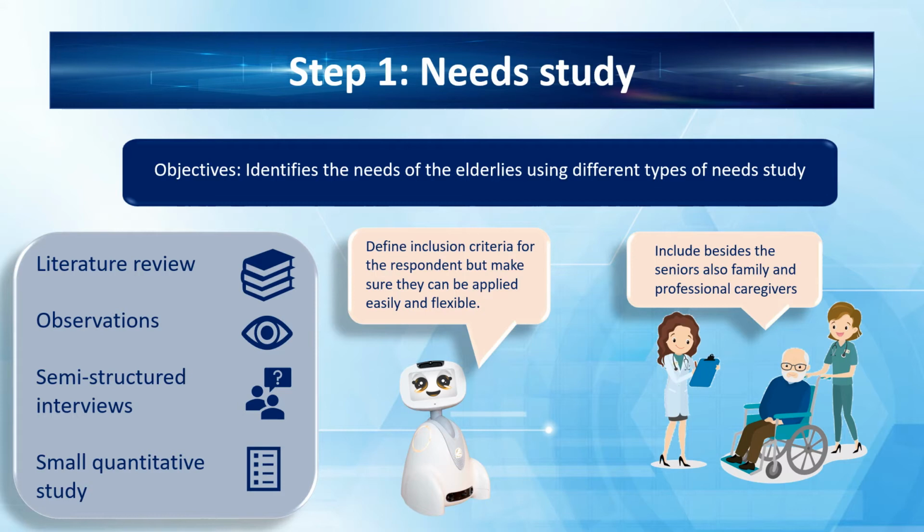And what we also think is very important is not only to look into the perspective of the older adult, but also the perspective of family and professional caregivers, because robotic solutions can be of benefit for multiple stakeholders, but also require input and work of different stakeholders to make it feasible in practice to use them by the older adults.